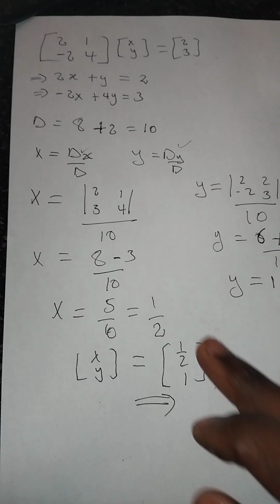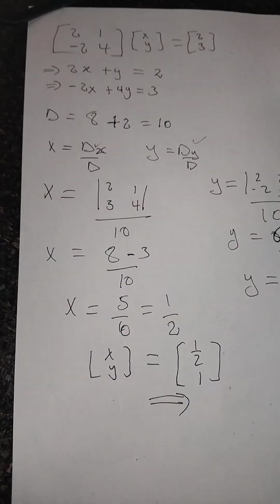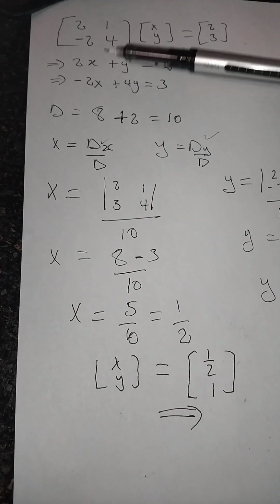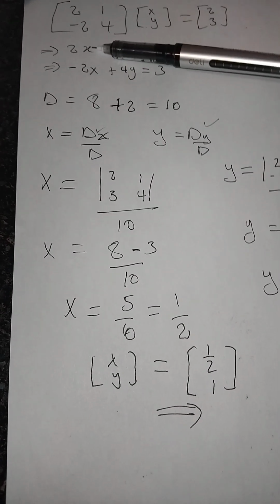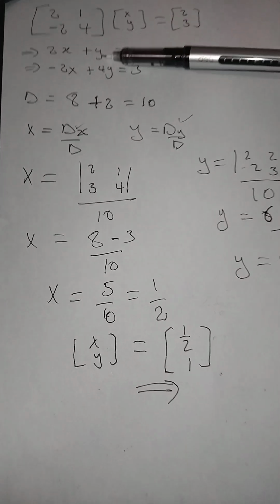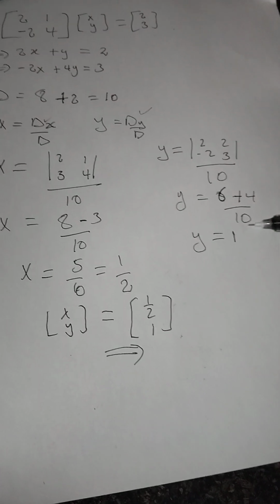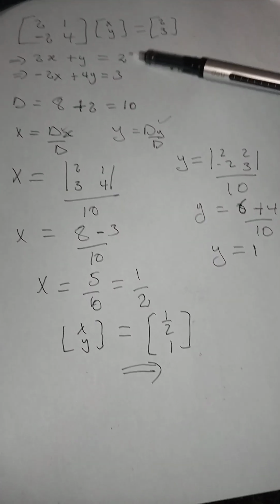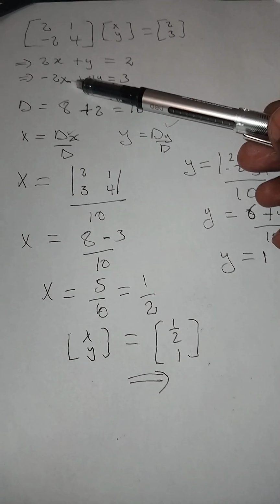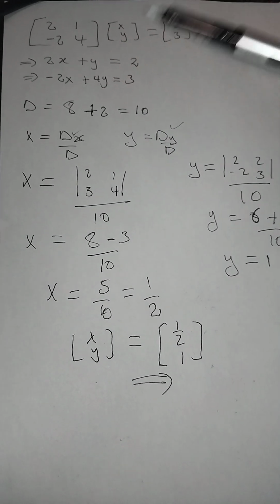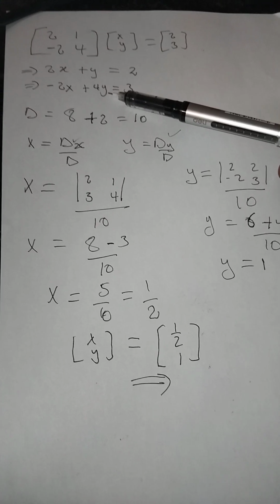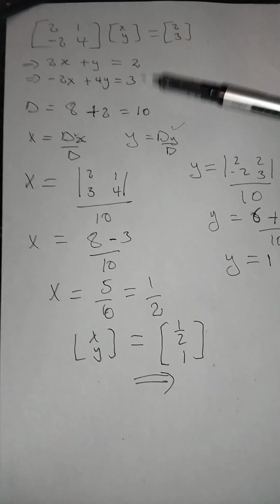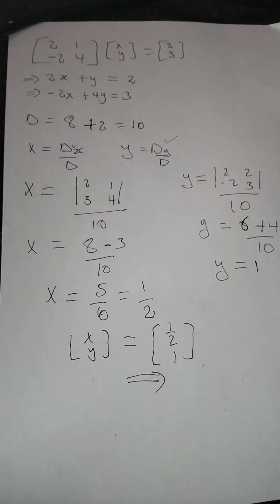We can test that these values satisfy our equations. If we sub half there, we're going to get 1, then plus 1, y is 1, so that is equal to 2, so it is true. Then if we sub half again there, we're going to get minus 1, and if we sub 1 there, we get minus 1 plus 4, which is equal to 3. So that satisfies both our equations.